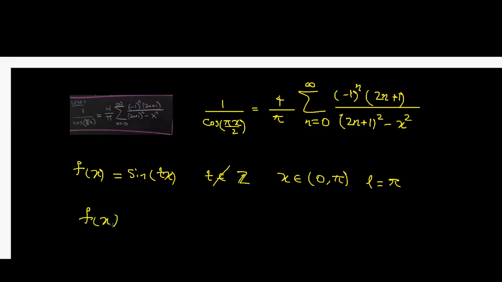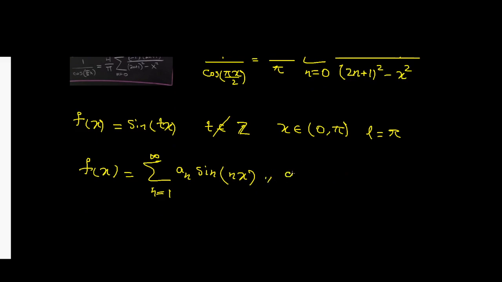So we know that at the end of the day, our function sine of tx would look something like this: the infinite series running from 1 to infinity of a_n times sine of n pi x over L, where L is pi, so we just get sine of nx, where we can find the coefficients a_n as 2 over pi times the integral from 0 to pi of the function sine of tx times sine of nx dx.